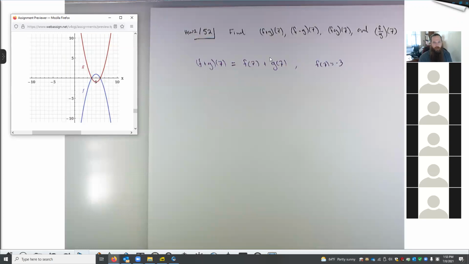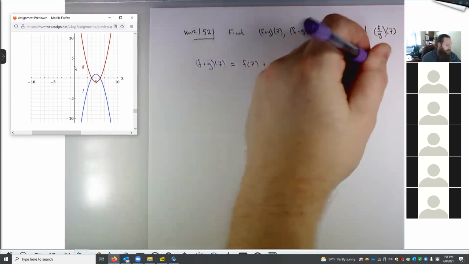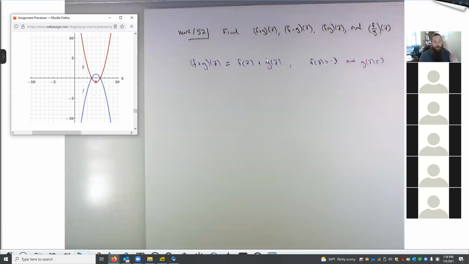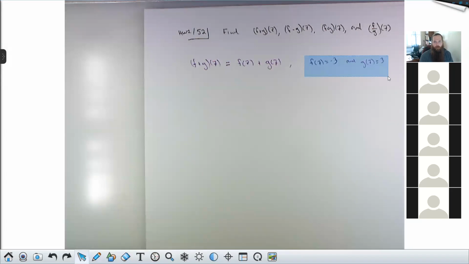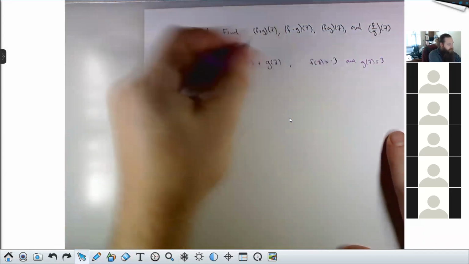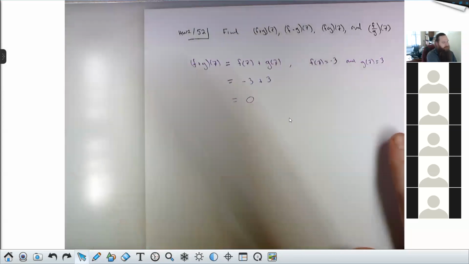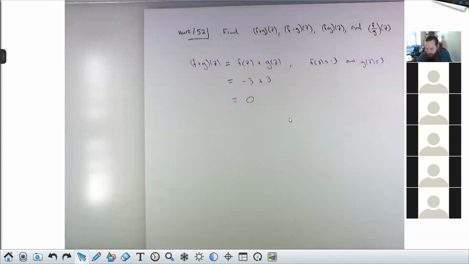Alrighty. Then the other thing I need is g of 7. So again, I come out here 5, 6, 7. I go to the graph of g. The y value on the graph of g looks like 1, 2, +3. So g of 7 is +3. And it turns out this is all we need from the graph to answer every one of these. So f plus g of 7 is f of 7 plus g of 7, and we just found both of those. F of 7 is -3, g of 7 is +3, and when you add those two together, you get 0. So f plus g of 7 is 0.